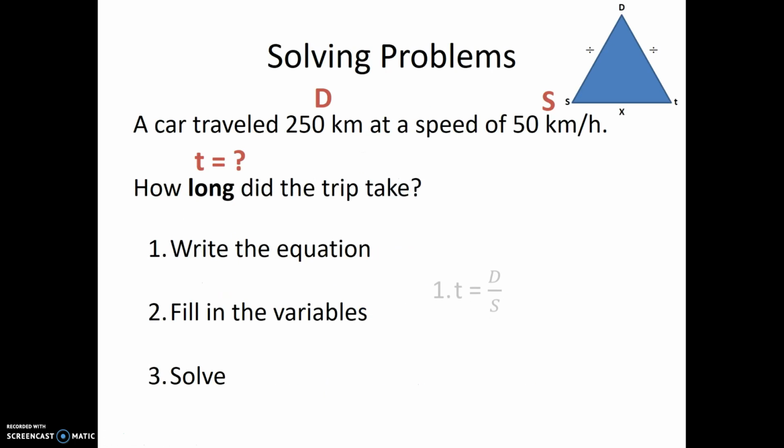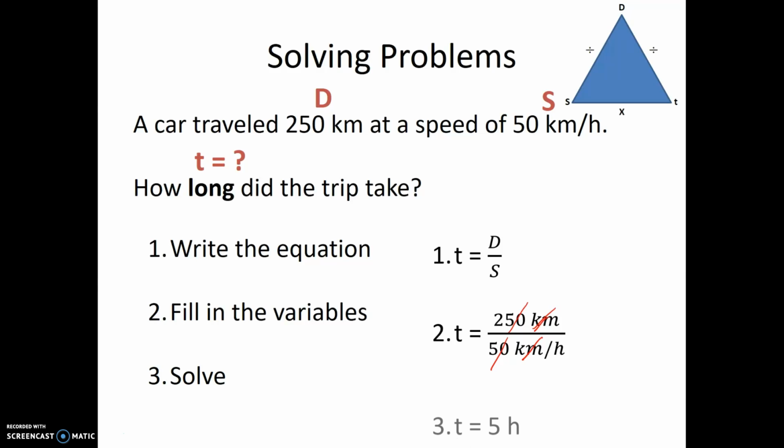All right, so writing our equation, time equals distance over speed. We'll fill in the variables. Time equals 250 kilometers over 50 kilometers per hour. And just by way of reminder, if you keep your units together, then you can see which units to cross out. And in this problem, we can also cross out those zeros. And we are left with time equals 5 hours.